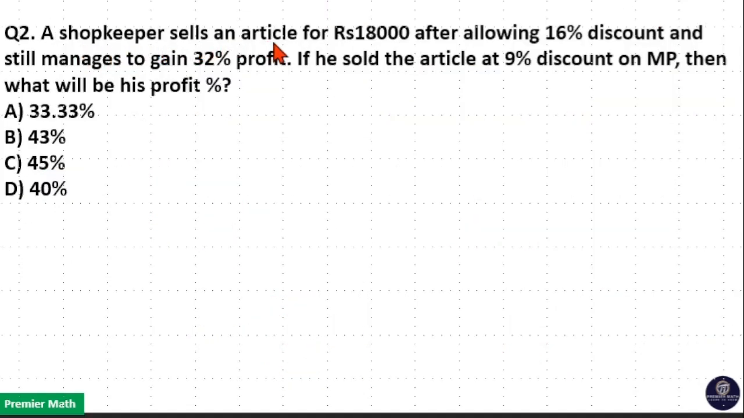A shopkeeper sells an article for rupees 18,000 after allowing 16% discount and still managed to gain 32% profit. If he sold the article at 9% discount on mark price, then what will be his profit percentage? Here, 16% discount will give you 32% profit.